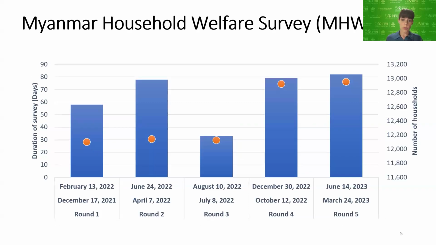So to monitor welfare in this challenging context, we implemented the Myanmar Household Welfare Survey starting in December 2021. For our machine learning model, we leveraged 5 rounds of the Myanmar Household Welfare Survey, shown here. MHWS, as we call it, is a quasi-panel phone survey designed to be representative at the national, state, region levels. The first 3 rounds have around 12,000 observations, shown in the orange dots, and the later 2 around 13,000.